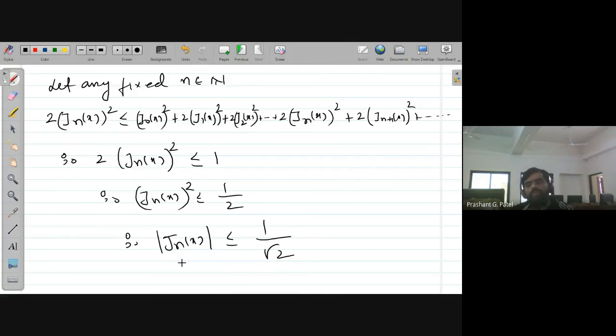So this is the addition property of the Bessel's function. Using that, we can achieve these results. Now the next topic is the Bessel's integral formula.